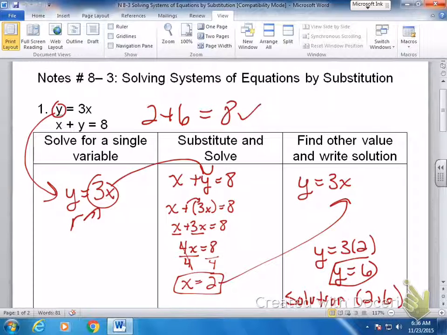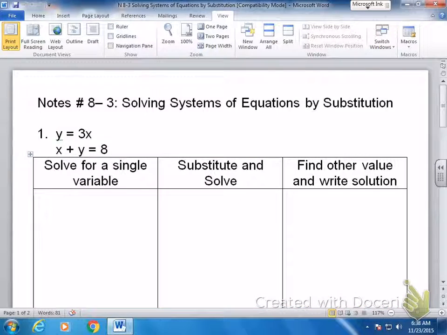So what you're going to do is find an equation, solve it for a variable, plug that into the other equation, solve for a variable, and then plug that back in. I know it's several steps, but if you'll use these boxes to help you, it'll probably go pretty well. Let's go ahead and go to the next one.